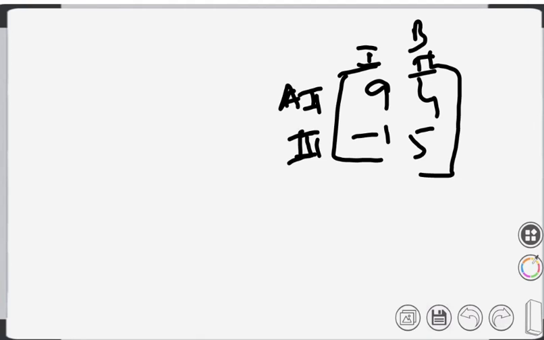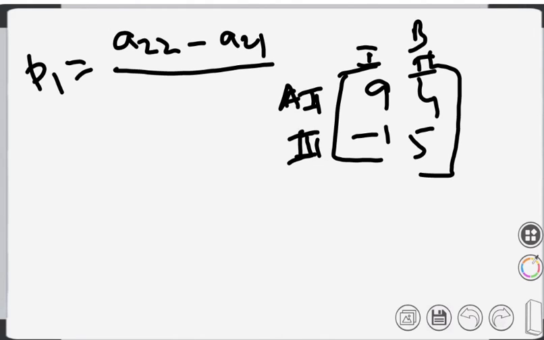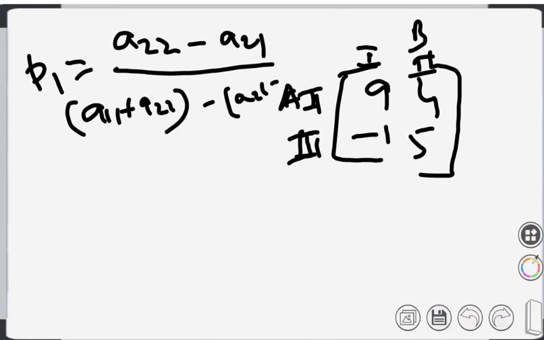Previously I could not write, now I am writing. So P1 is equal to (A22 minus A21) by (A11 plus A22 minus A12 plus A21). This is the formula, Suparna.